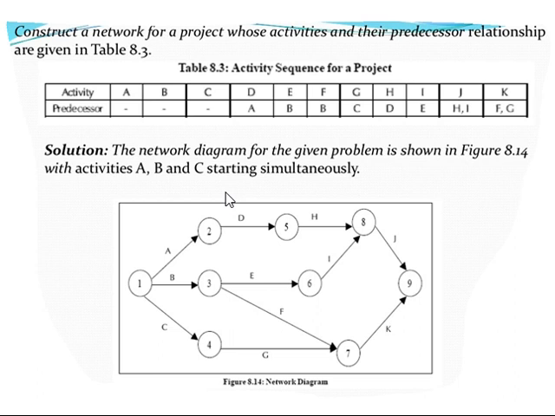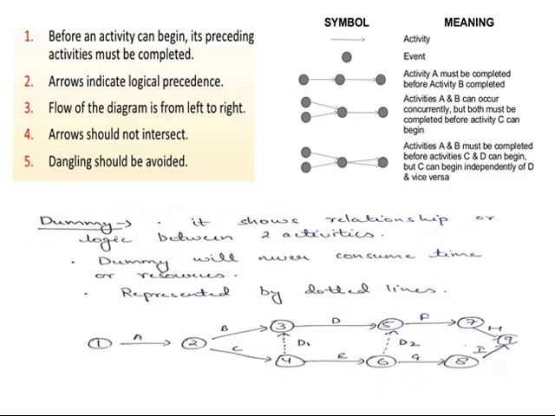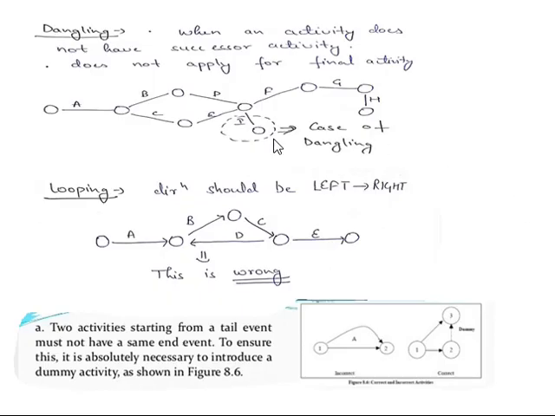So to construct a network diagram, we need to remember the rules that we discussed in the previous class. It should have only one starting node and only one end node. There should not be multiple such nodes, because it will be an error. What is that error? Dangling. It should not have multiple outputs or multiple inputs. It should not be there.